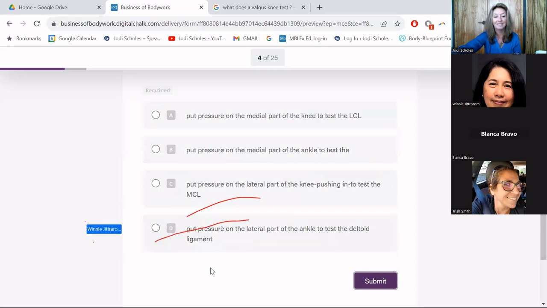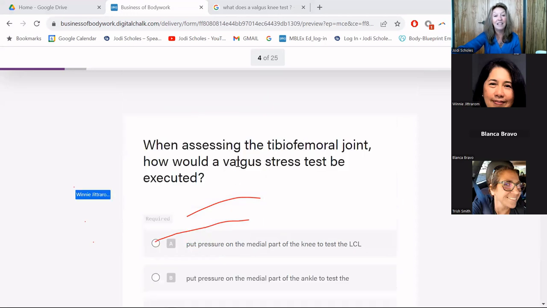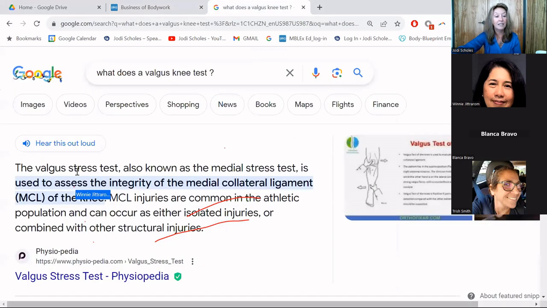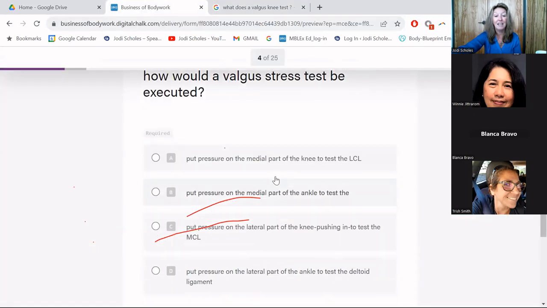All right, you guys. What are we testing in the valgus test? The valgus test is also known as the medial stress test. So we're assessing the integrity of the MCL, the medial collateral ligament. Does test A test the LCL?